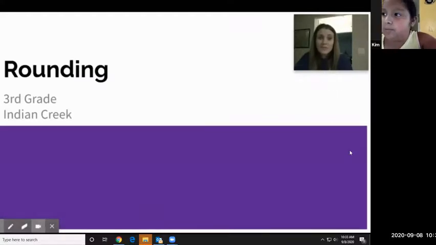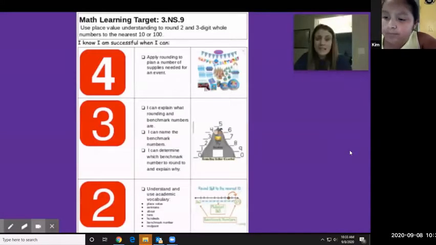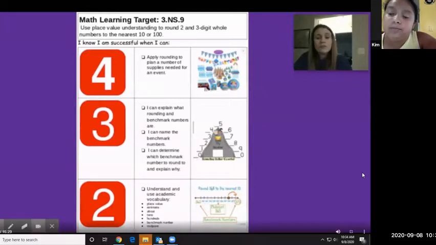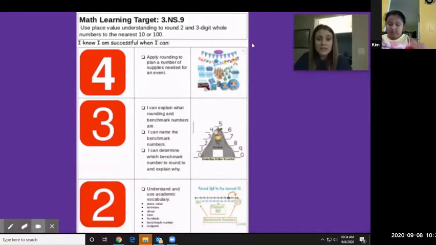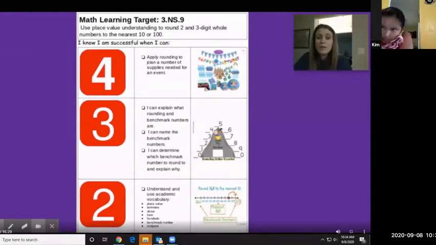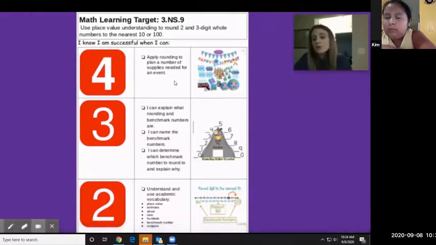Let's take a look at our target and success criteria. Your target for this unit is that you will be able to use place value understanding to round 2- and 3-digit whole numbers to the nearest 10 or 100. In order to accomplish this goal, there's some vocabulary that we'll need to know. The good news is you already know quite a bit.